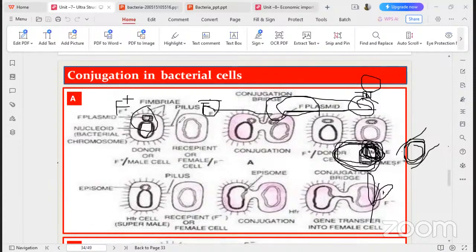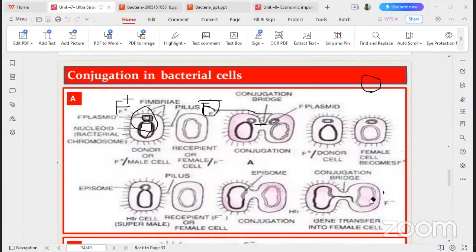Between the F plus and F minus cells, there is a sex pilus. The sex pilus is a tube-like, shortened filament. With the sex pilus, the two opposite strains, F plus and F minus, are attracted. The sex pilus attaches in between the F plus and F minus cells.